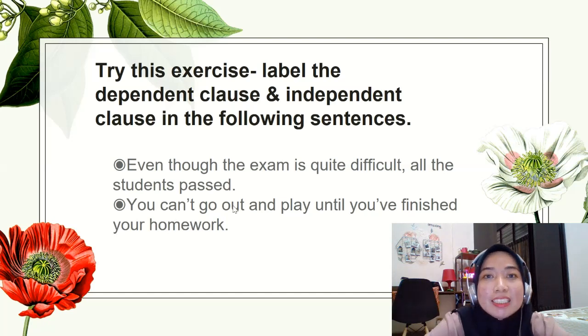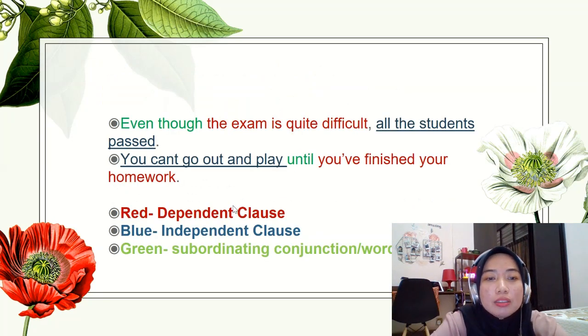Done? So let's take a look here. So obviously, "even though" is the subordinate conjunction, "the exam is quite difficult." So "even though the exam is quite difficult," that is the dependent clause. Why? Because it becomes dependent because of the subordinate conjunction there. Even though the exam is quite difficult, if you put a full stop there, it's hanging. Just like how some people say, "even though the exam is quite difficult," and you'll be like, uh-huh, so? So it's incomplete. You need more information about it.